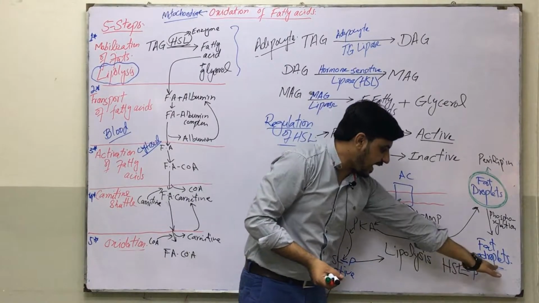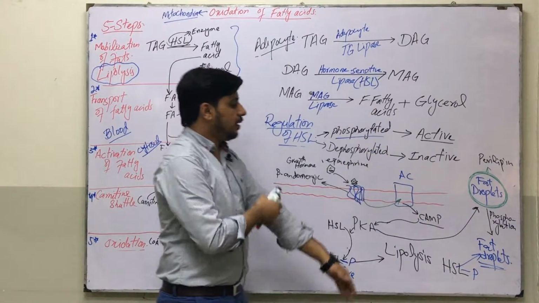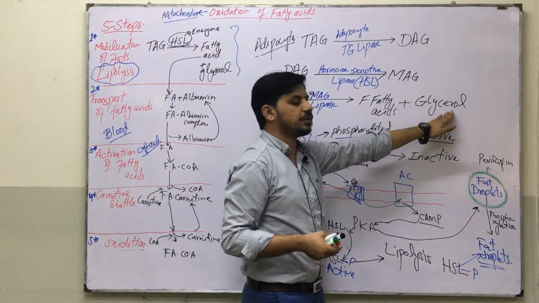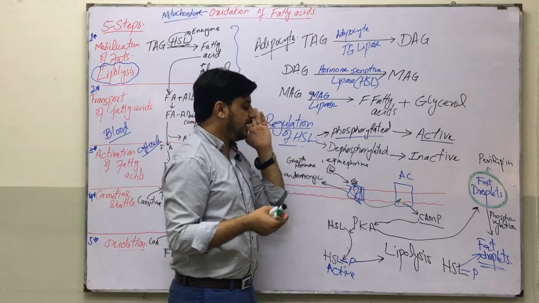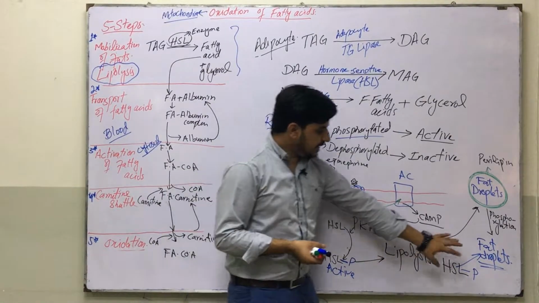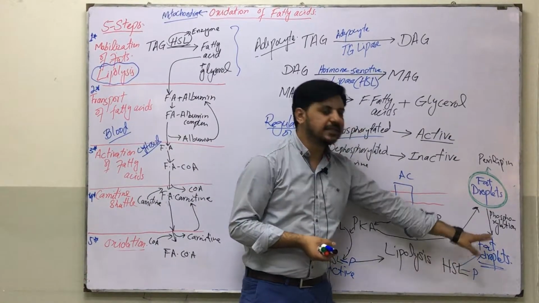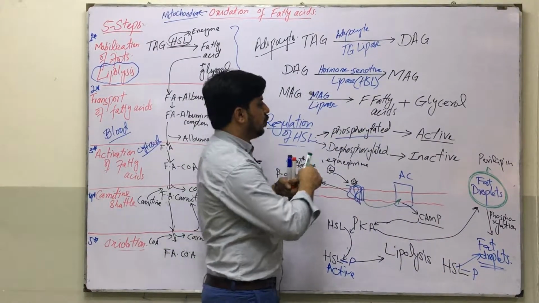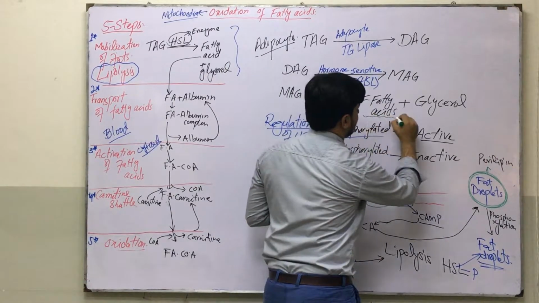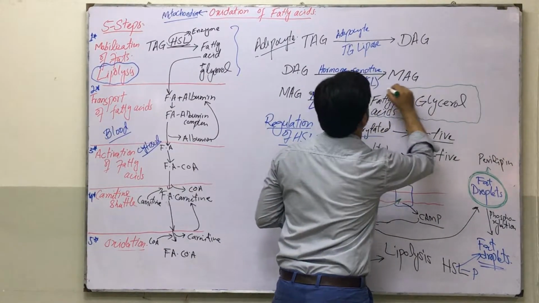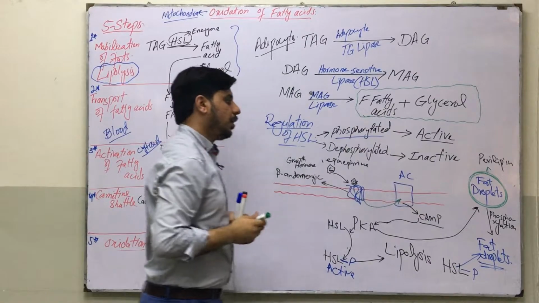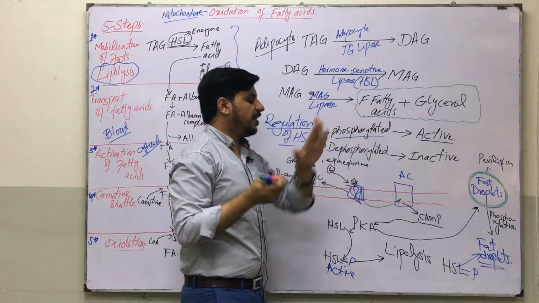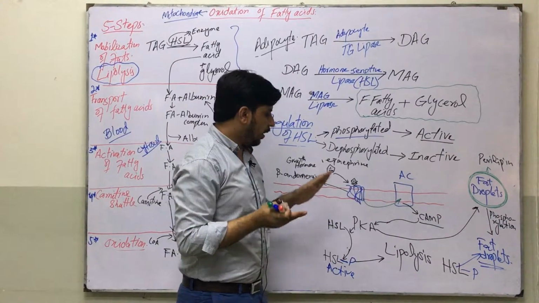Now HSL can attack this fat droplet, and it can form the free fatty acids and glycerol. In other words, after attacking this fat droplet, it will start the lipolysis, and as a result of that lipolysis, the end products will be fatty acids plus glycerol. So this was the first step in the oxidation of fatty acids. I hope you are clear with this.